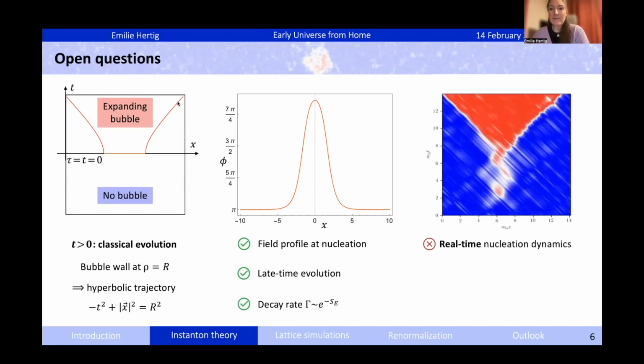First, the real-time dynamics of the nucleation event. But also, it does not tell us what happens in an inhomogeneous or expanding spacetime that does not respect the restrictive symmetry conditions. And more importantly, it does not apply to configurations with multiple bubbles. And this is especially important to understand because clustering effects and bubble collisions are amongst the top candidates for producing potentially observable signatures. So this motivates the development of a complementary approach.